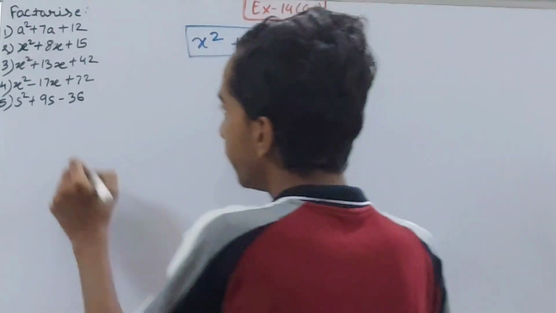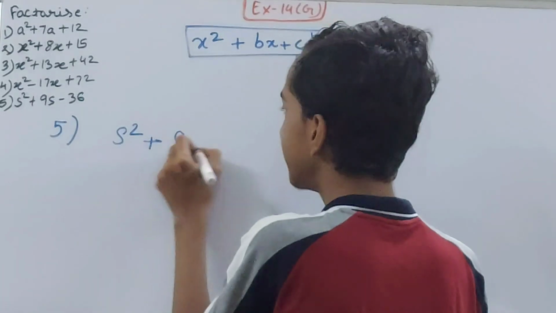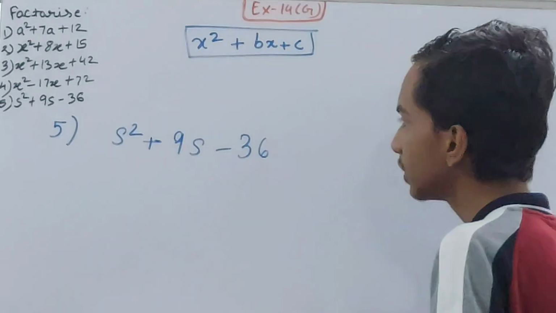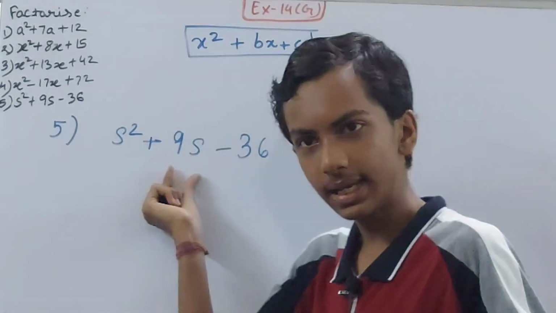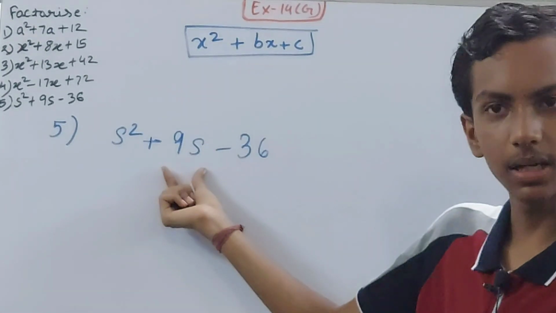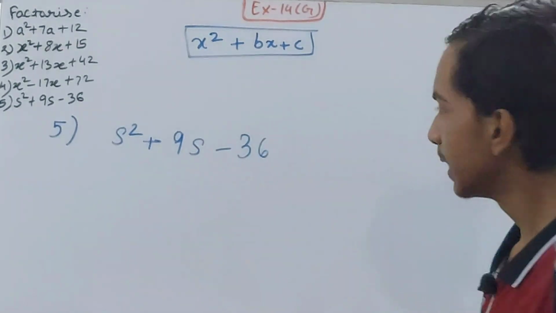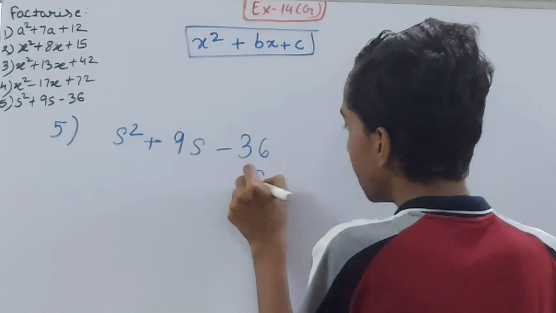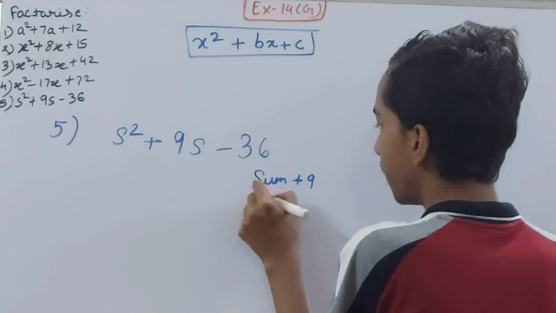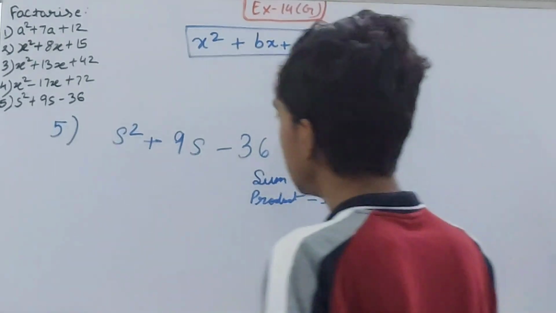Alright, now fifth question. It is s square plus 9s minus 36. Clearly we can see this is in this form, right? We have to split 9s, that is our middle term, in such a way that the sum will be 9s only and product will be minus 36. Clearly it is visible. I will write it here also. Sum is plus 9, product is what? Minus 36.